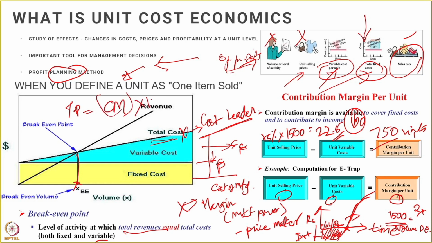In other words, in order to deliver your profit target, the business should be able to contribute through the contribution margin multiplied by the volumes sold, minus the fixed cost.